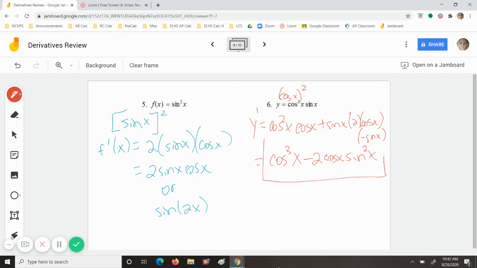And we can just leave it like that. We could take out a cosine, but that's really not going to help us because then we'd have cosine squared minus 2 sine squared. It's really not going to help us simplify down at all, so we just leave it like this.